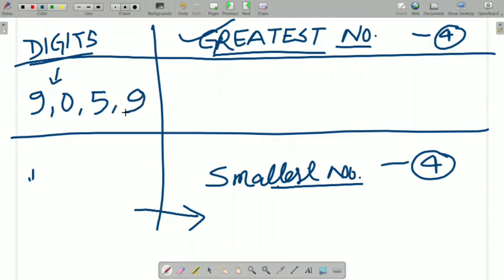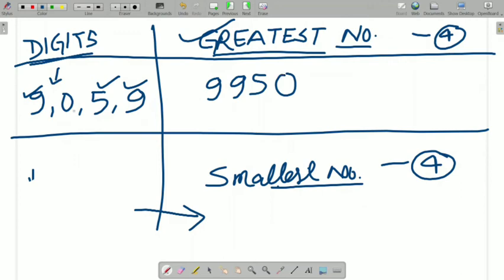Okay. And now to make the greatest 4-digit number, just take the greatest digits. So they are 9 and 9. Then the smaller digit, that is 5. Write 5 here. And the smallest is 0. So 9950 will be the greatest number from 9, 0, 5 and 9.